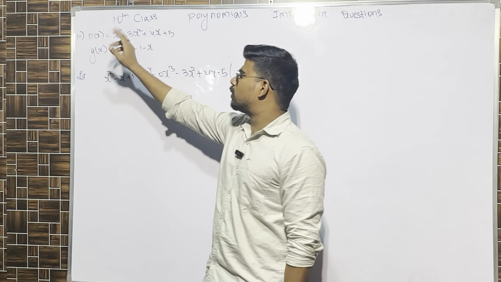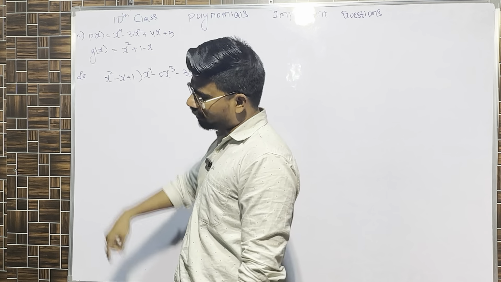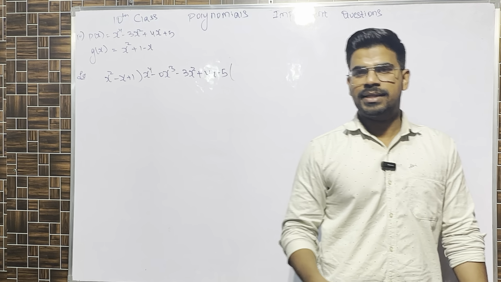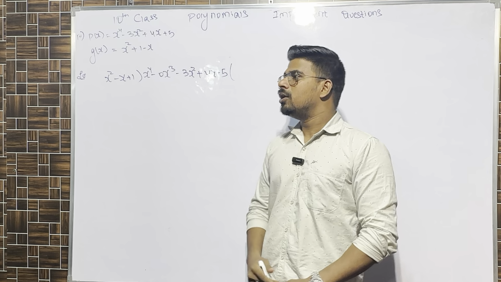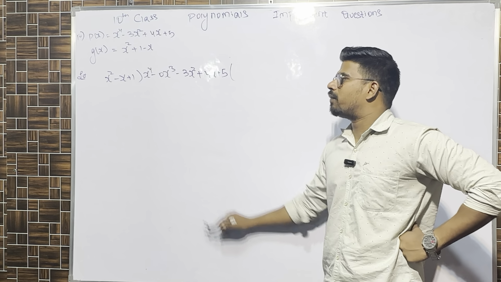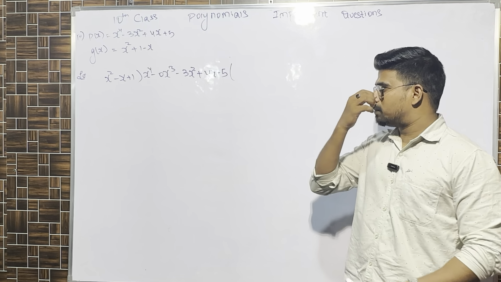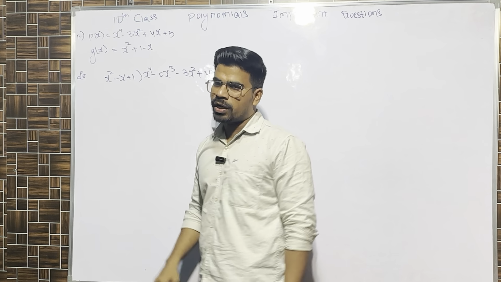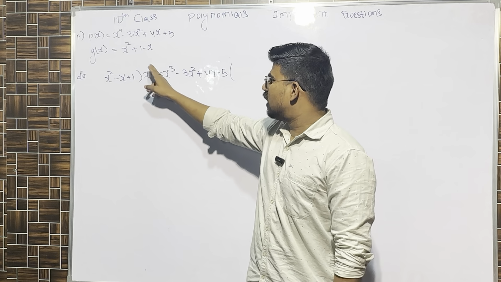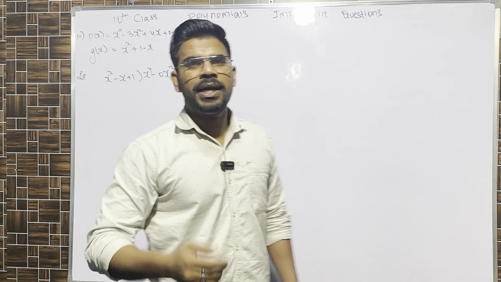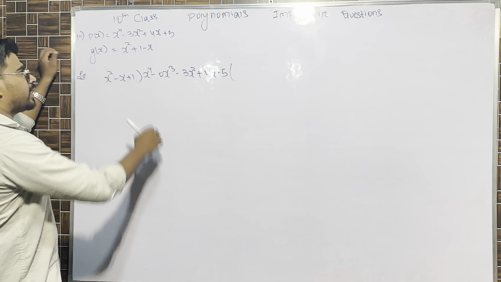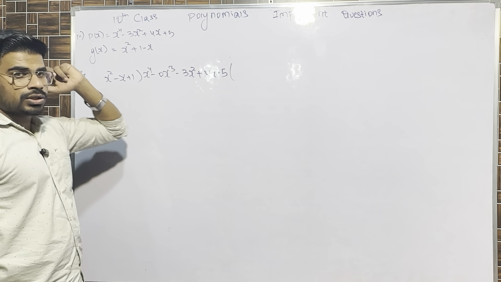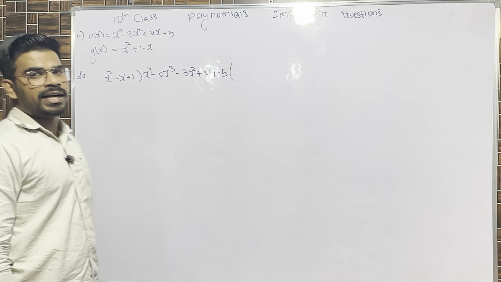And here in the question, p of x is the dividend, g of x is the divisor. In your lower classes, you must have heard the words dividend, divisor, quotient and remainder. In the same way, the dividend here is p of x, and the divisor is g of x. For the dividend, it gave x power 4 minus 3x square plus 4x plus 5. The powers of x should be in decreasing order: first x power 4, then x square, then x, then the constant.